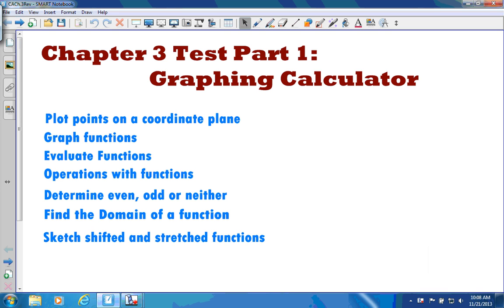All right, so on this particular test that you're going to take tomorrow, you have to plot the points in a coordinate plane, graph functions, evaluate operations with functions, determine even, odd, or neither, find the domain, sketch shifted and stretched functions as well. So there's quite a few things to go through, so we need to kind of move quickly here.